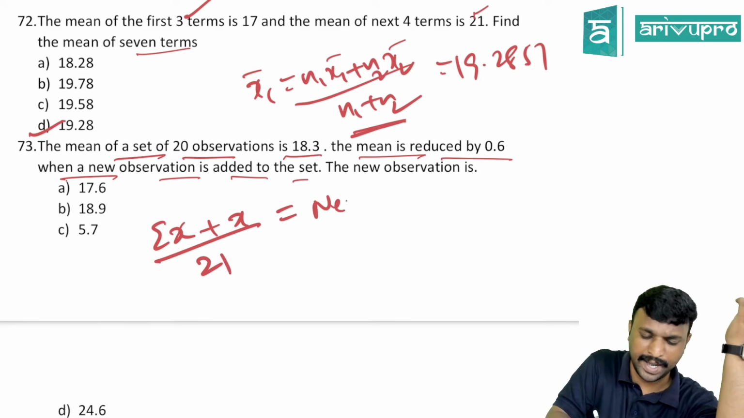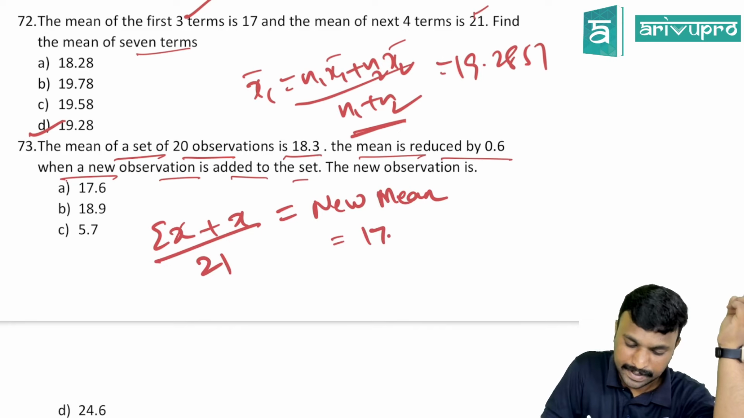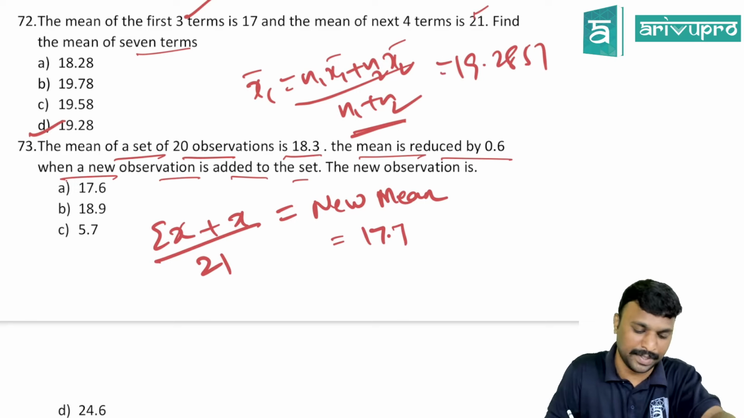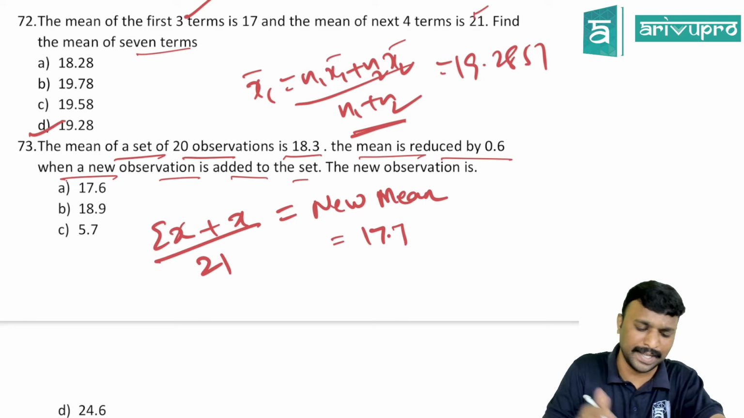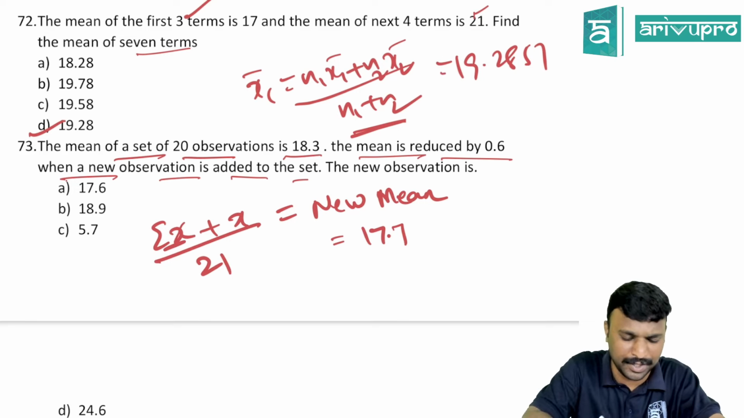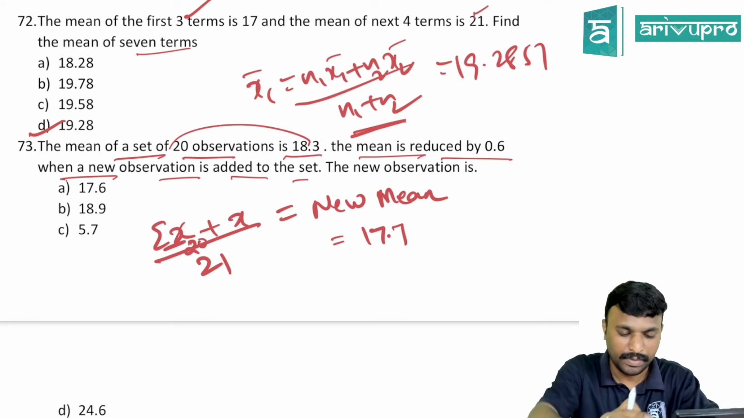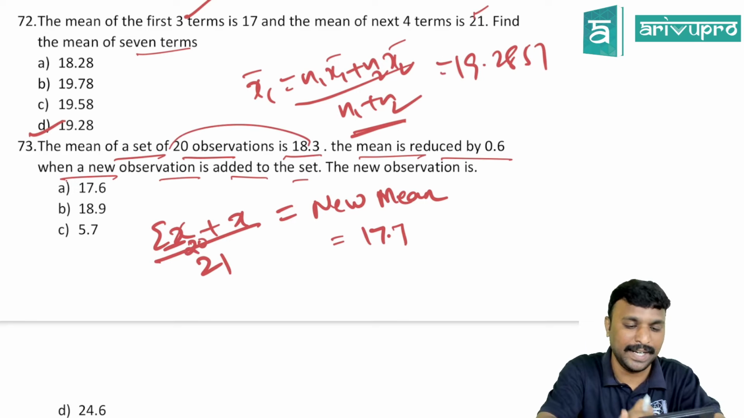What is the new mean, guys? The new mean is nothing but it is reduced by 0.6. That means 18.3 minus 0.6 is 17.7. Correct? 18.3 minus 0.6 is 17.7. So all that you need to do is find out summation x. What is summation x initially for 20 observations? For 20 observations, summation x is 20 into 18.3, and then add the x value.